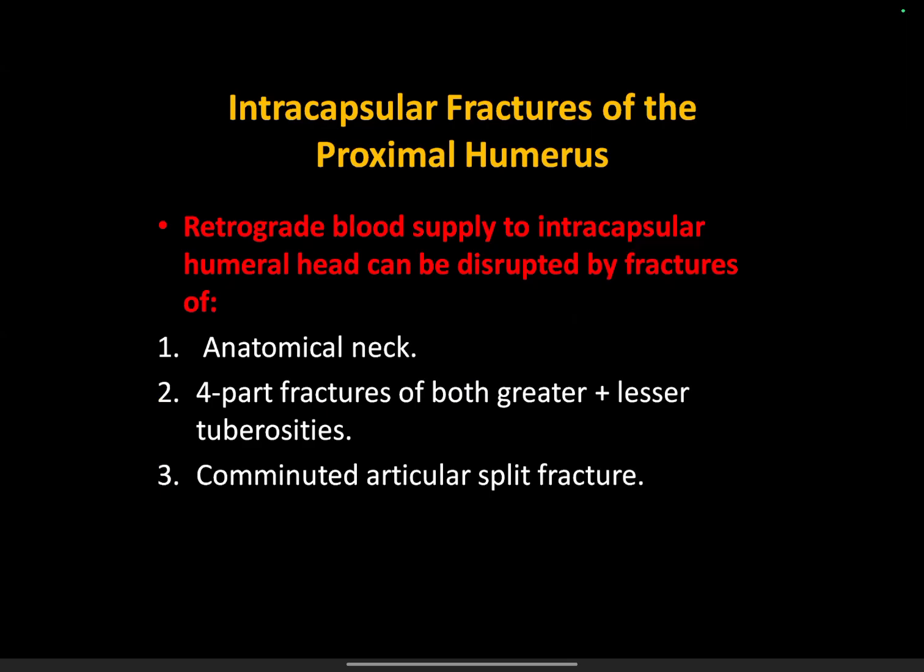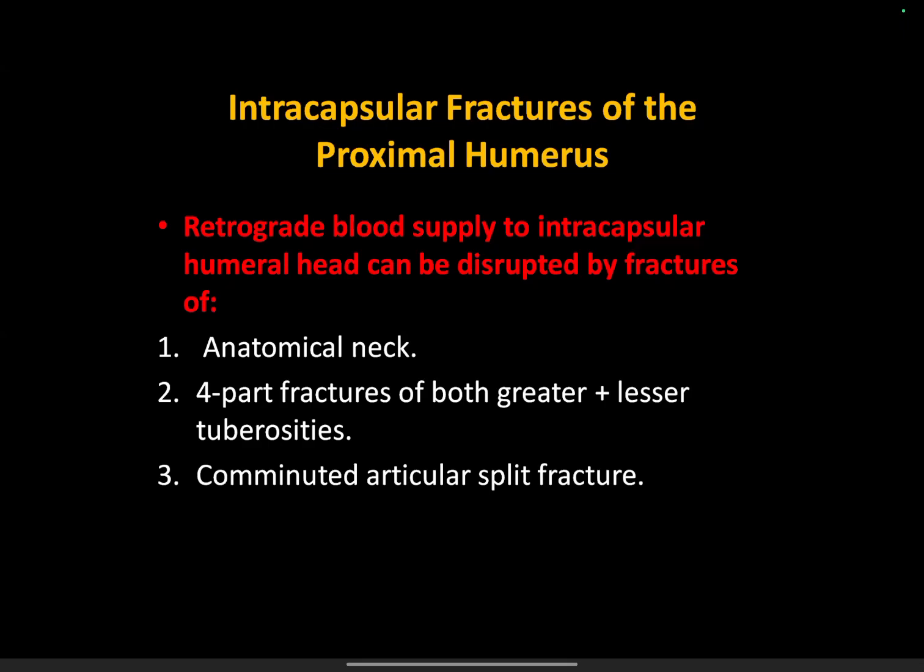Now, when we talk about intracapsular fractures of the proximal humerus, it's important to understand the blood supply to this area. Usually, the blood supply in this area happens in a retrograde fashion, from distally to proximally. And it's important to identify fractures in the area where the blood vessels run. So, where are the areas that I have to pay extra attention to?